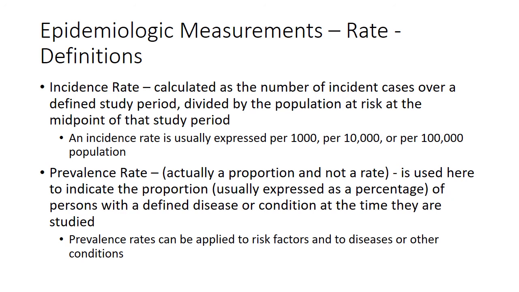Prevalence rate, on the other hand, is more of a proportion than an actual rate, and it's basically used here to indicate the proportion, again, usually as a percentage, of people with a defined disease or condition at the time they end up being studied. We use prevalence rates more frequently for things like risk factors and diseases or other conditions, right? So typically what you're going to see more often is probably the incidence rate being reported.